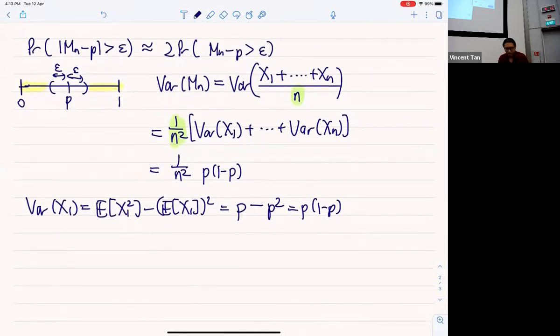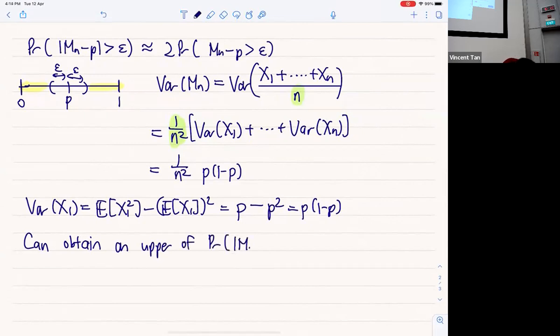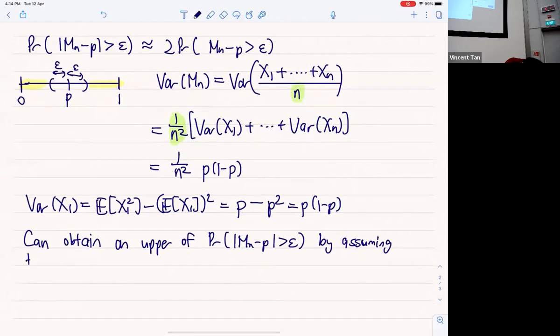Oftentimes we are very conservative. We do not want to arbitrarily assume that 40% of people vote for or like Donald Trump. So what is the largest possible variance over all possible Ps? The fact is that we can obtain an upper bound on the deviation probability, the probability that Mn minus P is bigger than epsilon, by assuming the largest possible variance.